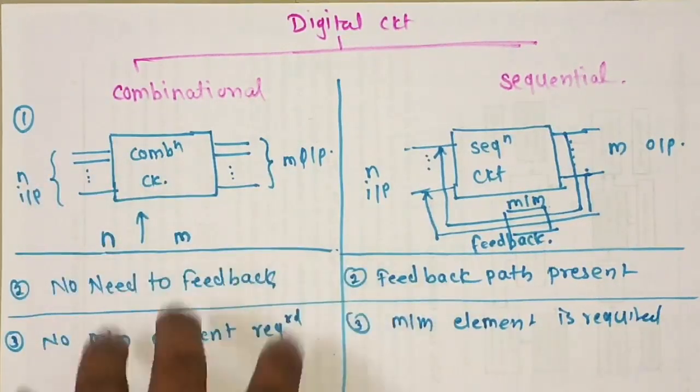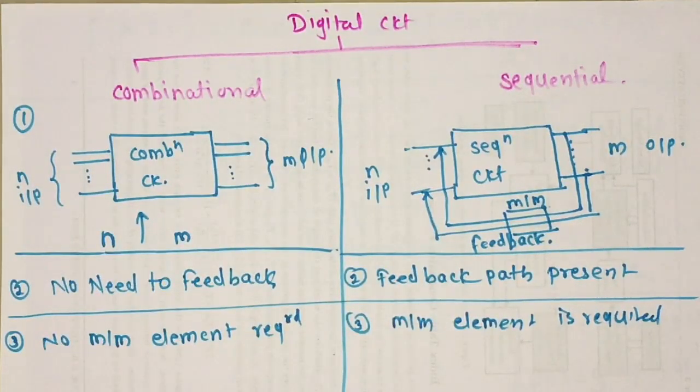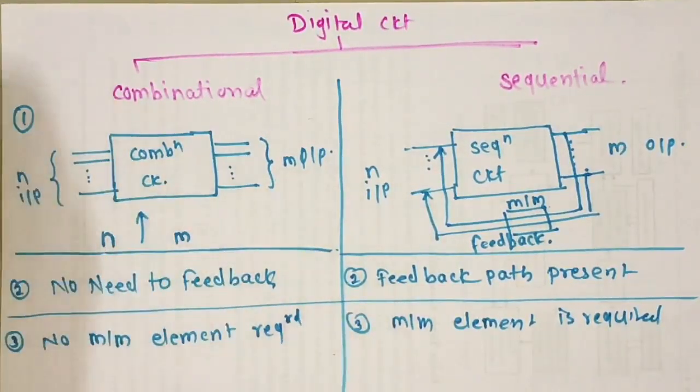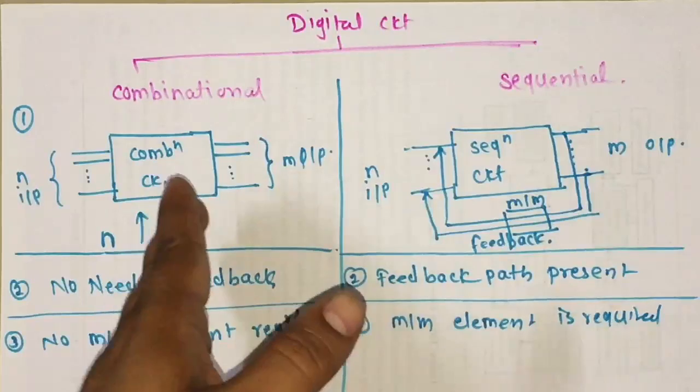Now you need to remember all these points. You can take a screenshot of this differentiation, because in the next session we are going to design the combinational circuit and the sequential circuit. We will design some kinds of combinational circuits. First we will take the combinational circuit as an adder.